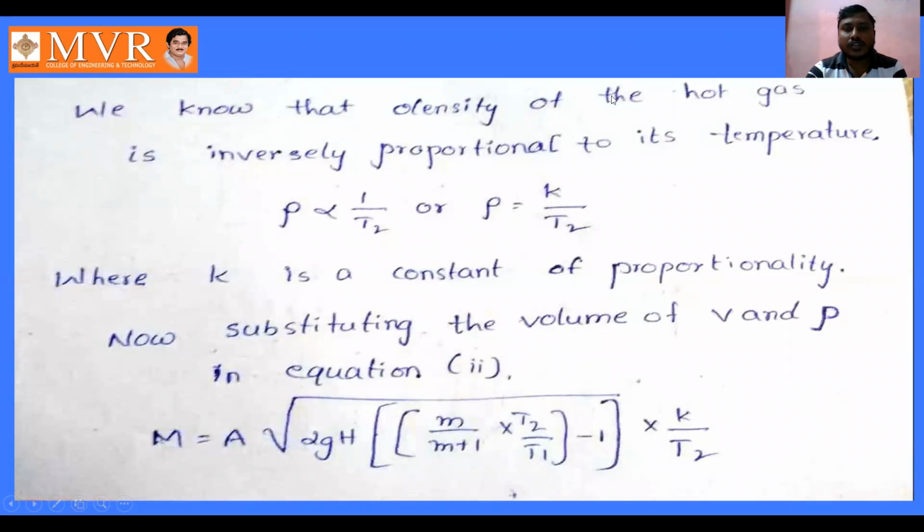And we know the density of the hot gases is inversely proportional to its temperature. That is, rho is inversely proportional to 1 by T2. Hence, density is directly proportional to 1 by T2, or we can write density is equal to K by T2, where K is a constant of proportionality. Now, substituting the values of V and density in equation 2.